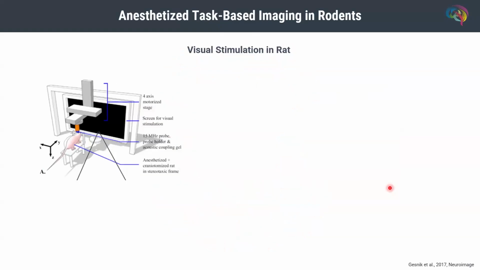And I want to start with this simple study from 2017, which was a seminal study in the field, performed on an anesthetized rat that was presented with a visual stimulation. So here, a specific pattern of visual stimulation was delivered to the animal through the screen that you see placed in front of it, with a pattern of 30 seconds on and 30 seconds off for 5 cycles.